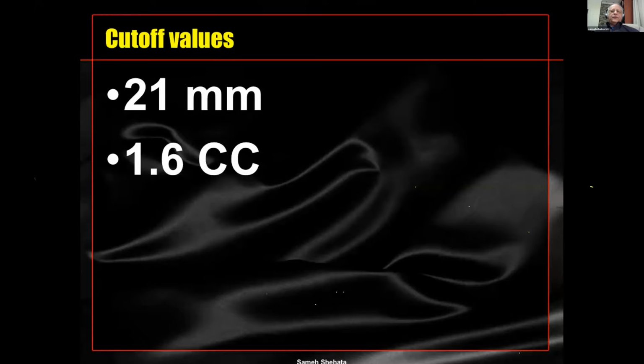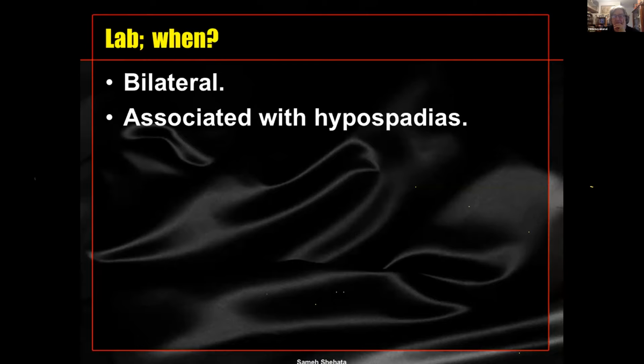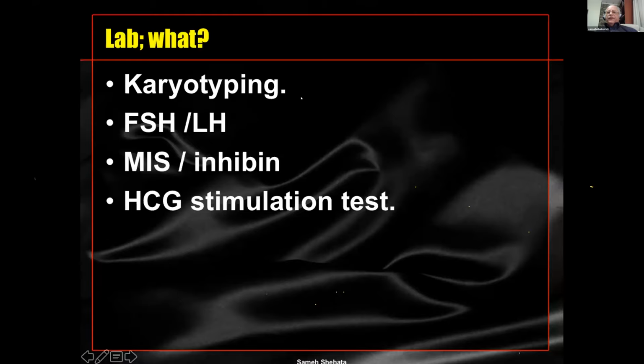We'll go on. I agree laboratory blood tests are actually not indicated routinely for the unilateral undescended testis, but in special situations we need to do some blood tests. That's in bilateral cases and in cases associated with hypospadias, cases where you suspect the presence of DSD. Then this is what you are going to do. You'll do karyotyping. Some of these cases will be masculinized congenital adrenal hyperplasia. You need to do FSH and LH. Sometimes you'll do Mullerian inhibiting substance and inhibin, and you do an HCG stimulation test to make sure of the absence of testicular tissue.